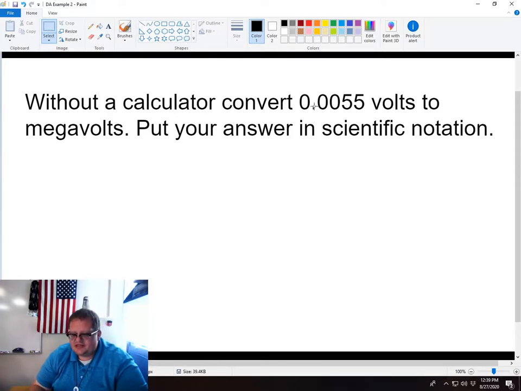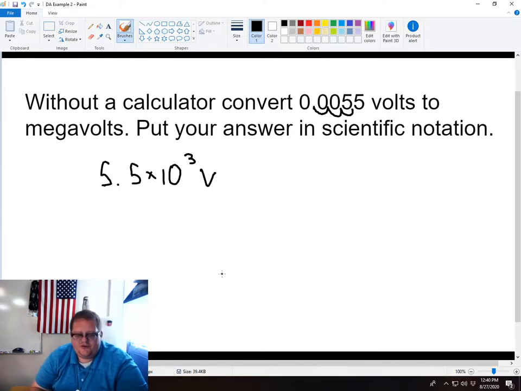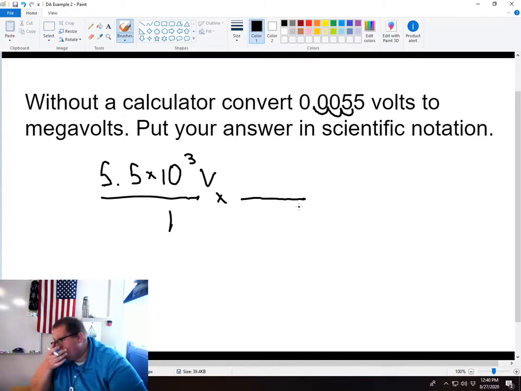So once again, I have to move the decimal place to get between 1 and 10. Oops, I'm not on the right function. Okay, there we go. So now it's moving the decimal place 1, 2, 3 times, and I get 5.5. So it's going to be 5.5 times 10 to the 3rd. I'm going to use V for volts, and simply put that over 1. Times sign, division sign.